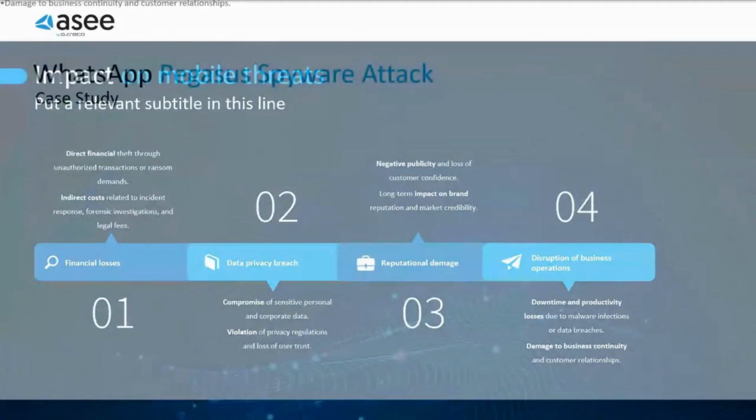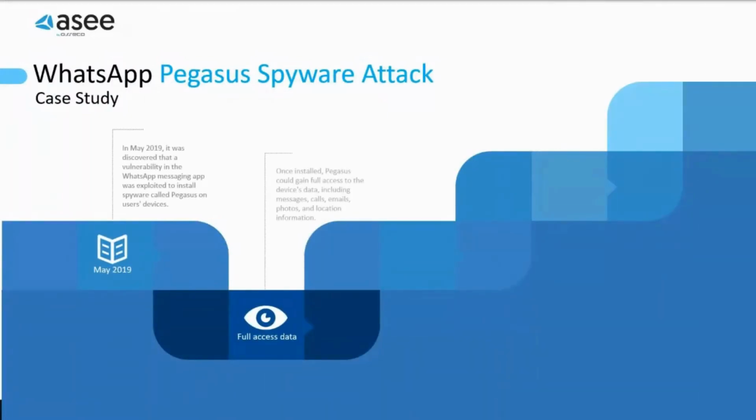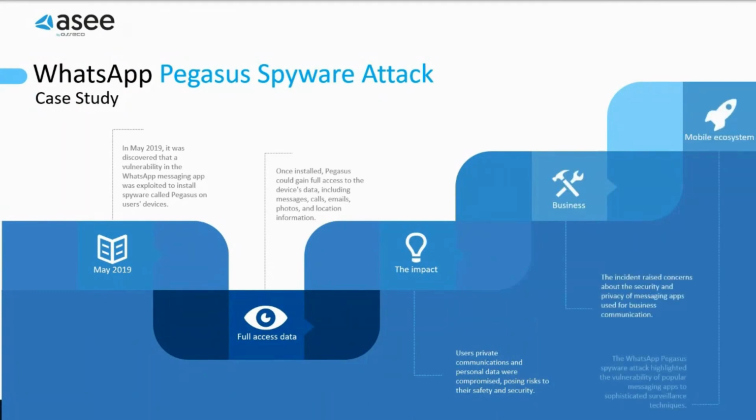I will now show you one example, actually a case study. It's the example of the WhatsApp Pegasus spyware attack. In May 2019, it was discovered that a vulnerability in the WhatsApp messaging app was exploited to install spyware called Pegasus on user devices. The spyware was developed by one company, NSO Group, and it could be installed on the devices simply by placing a WhatsApp call to the target device, even if the call was not answered. Once installed, Pegasus could gain full access to the device data, including messages, calls, emails, photos, and also location information. It could also activate the device microphone and camera for surveillance purposes.